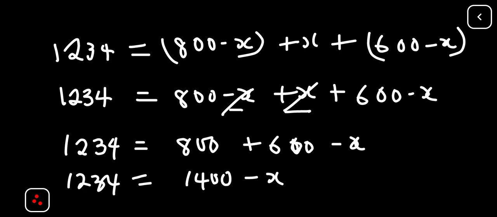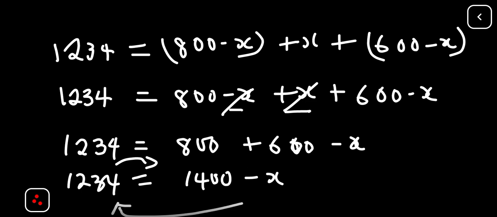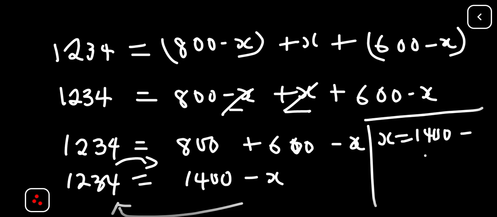And this time if we bring X to this side and 1234 to this side, we're going to have X is equal to 1400 minus 1234. And that means X will be 166. So we got the same answer. That means the number of students that went to both events is 166.